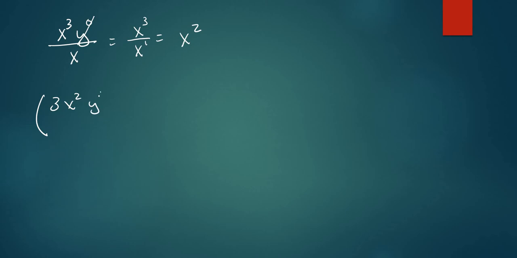So let's try a couple of these. X cubed y to the 0 over x. Well, y to the 0 is 1. And 1 times x cubed is still x cubed. Then I can use my quotient rule. 3 minus 1 is 2. Here's another one. 3x squared y to the fifth over 12x y to the fourth, all to the 0, equals 1. Anything to the 0 is 1.